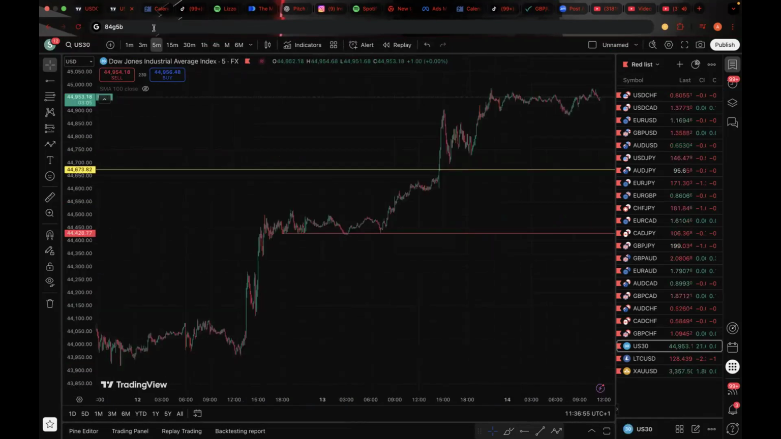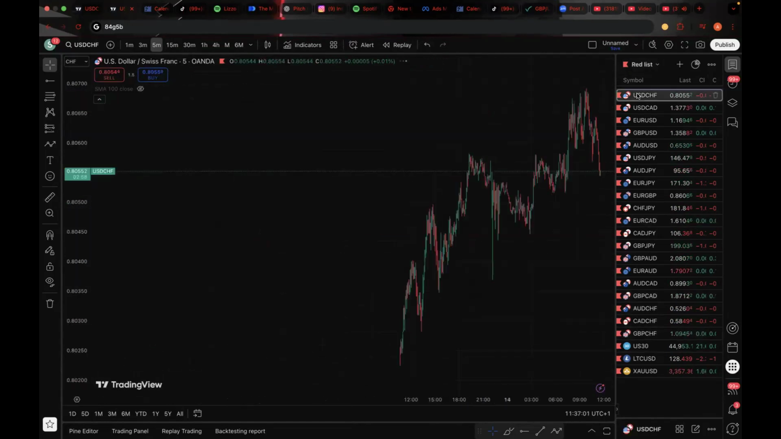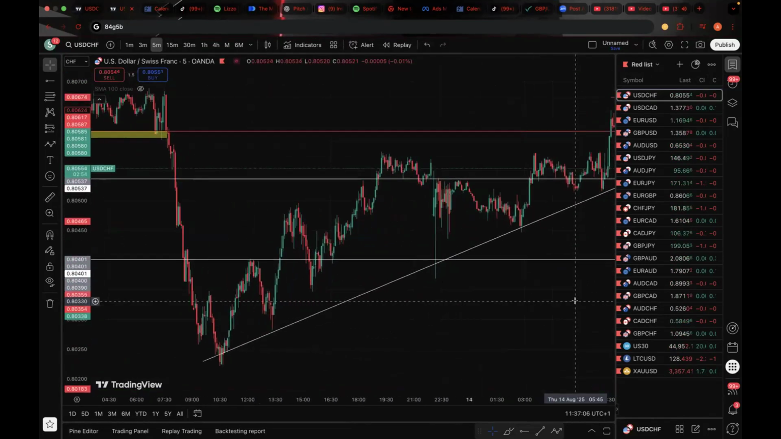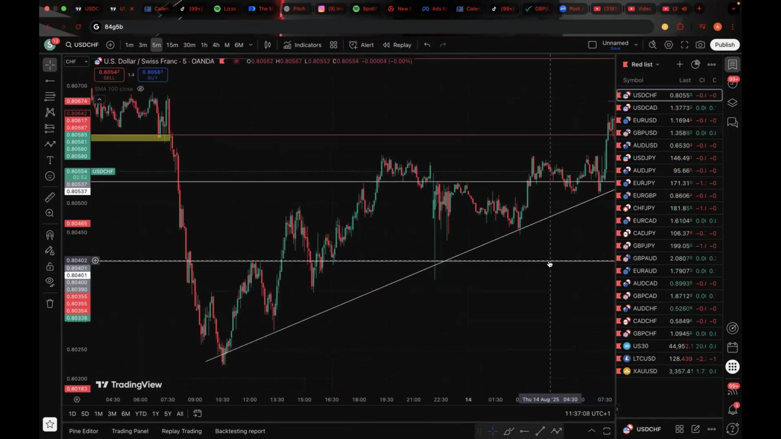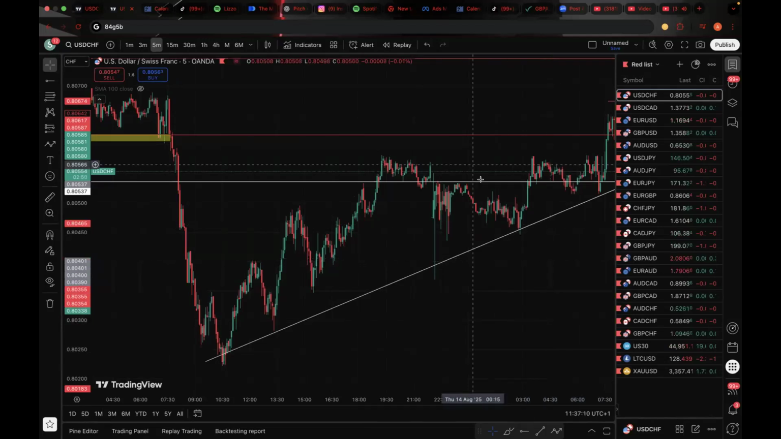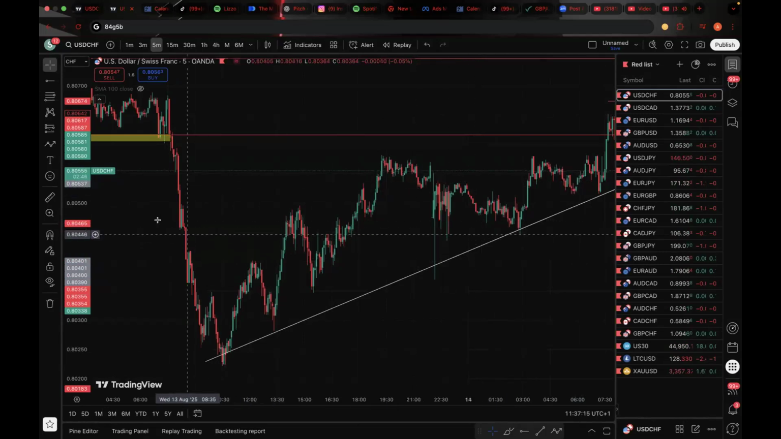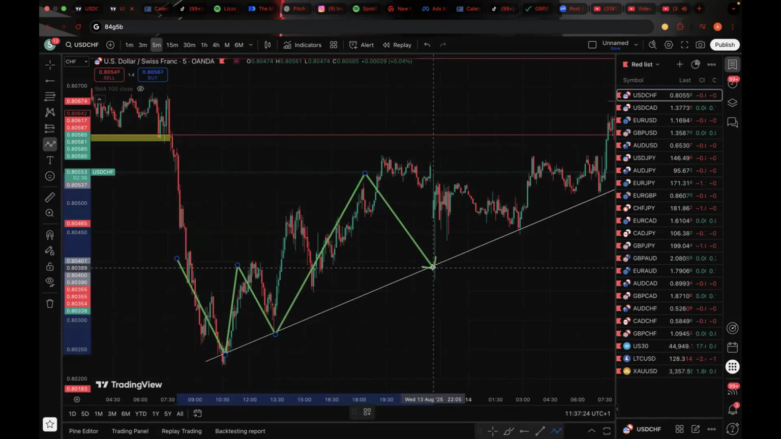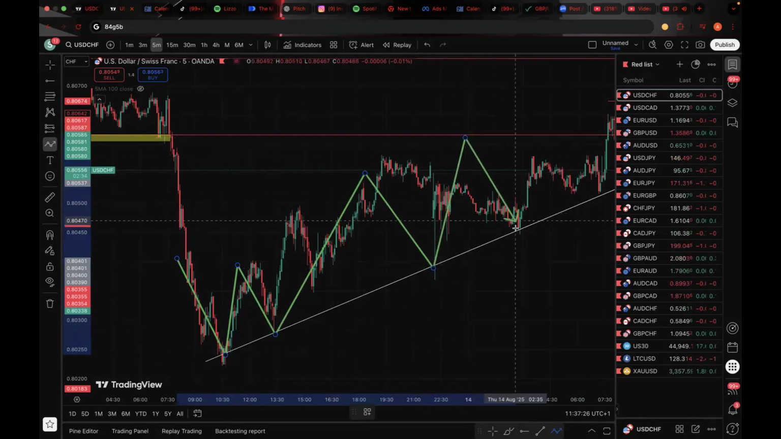We have what we call a diagonal support. The difference between horizontal and diagonal is just that diagonal is inclined at an angle. So the same thing I did there, look at it here. But this time around, the difference between this particular floor and that first floor I drew is that this one is inclined at an angle. But you can see it's still doing the same thing. It's preventing price from falling down.